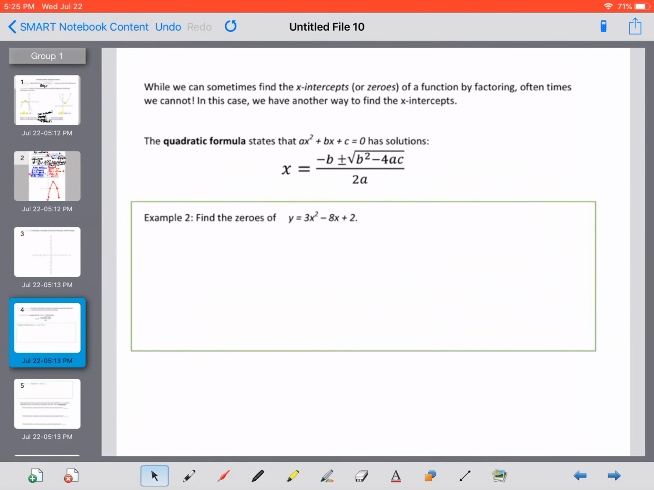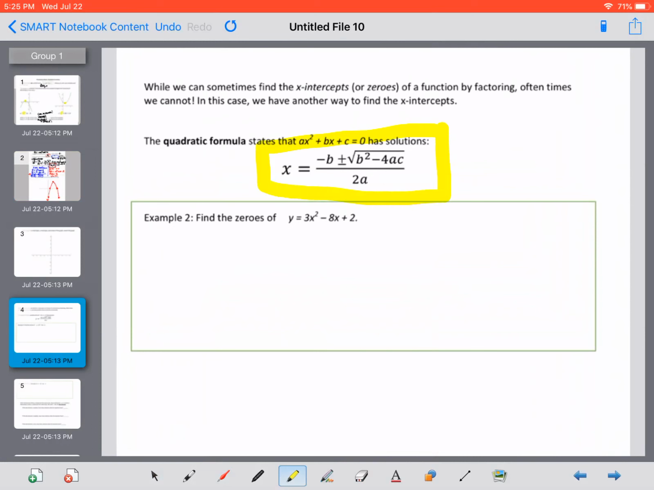So the quadratic formula will always help you to find the x-intercepts or the zeros of a function, provided that there are any. All right, and the quadratic formula says if you want to find the zeros of a quadratic function of the form ax squared plus bx plus c, you use this formula right here.